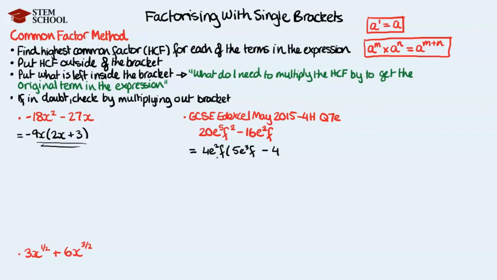Let's deal with the e. You have e squared, and we have an e squared here. So you don't need to multiply anything, as you've already got it. Now let's deal with the f. You've got an f here and an f here, so you don't need to do anything. So this is the final answer.